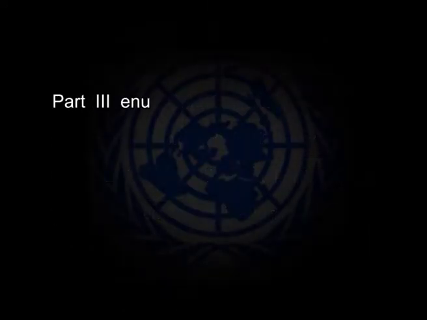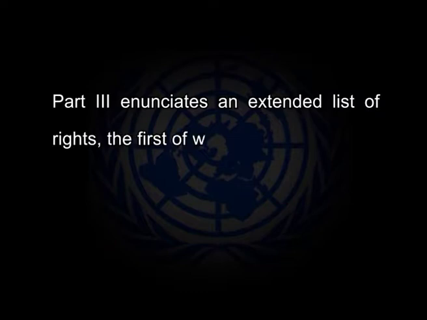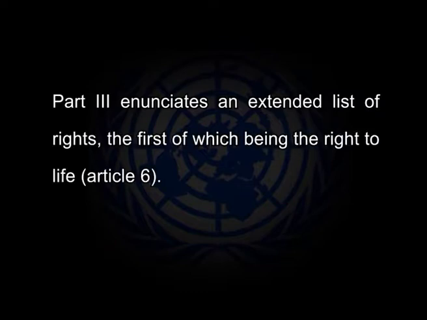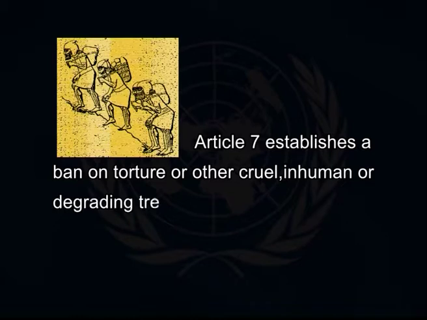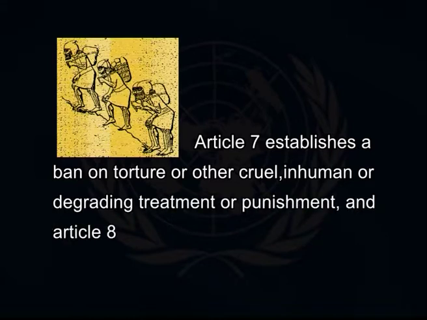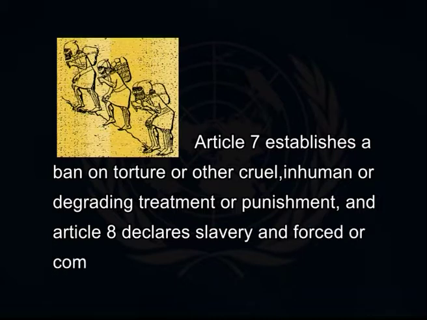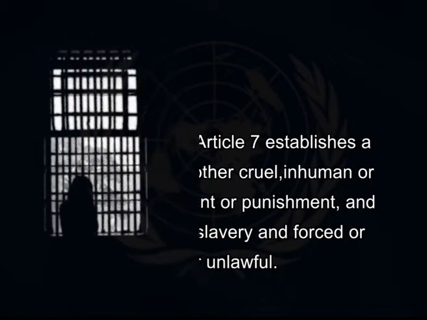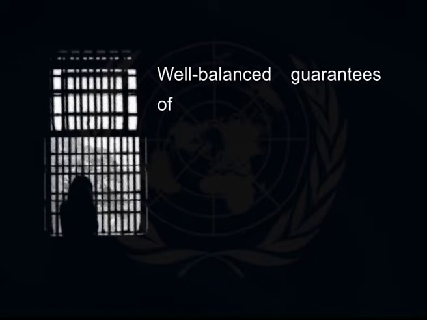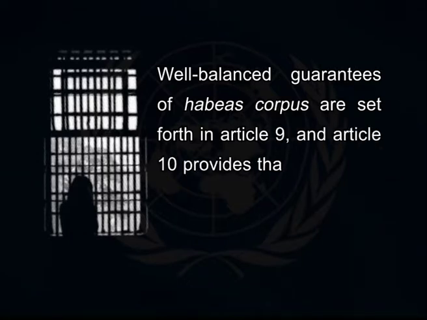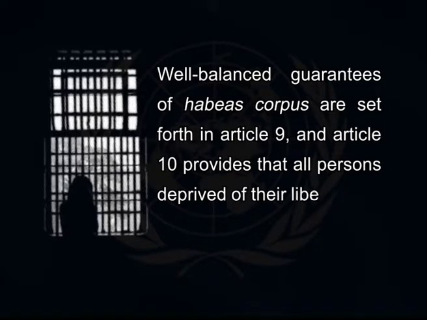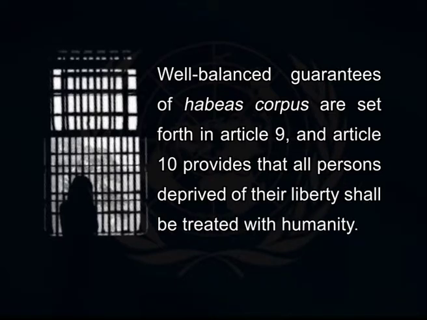Part 3 enunciates an extended list of rights, the first of which being the right to life, that is Article 6. Article 7 establishes a ban on torture or other cruel, inhuman or degrading treatment or punishment, and Article 8 declares slavery and forced or compulsory labor unlawful. Well-balanced guarantees of habeas corpus are set forth in Article 9, and Article 10 provides that all persons deprived of their liberty shall be treated with humanity.